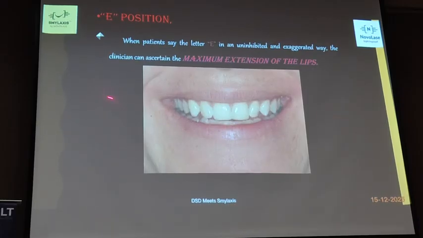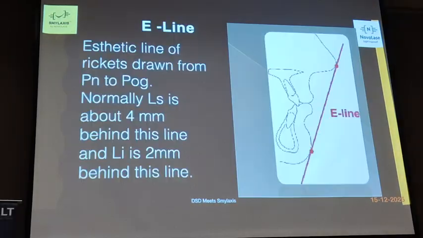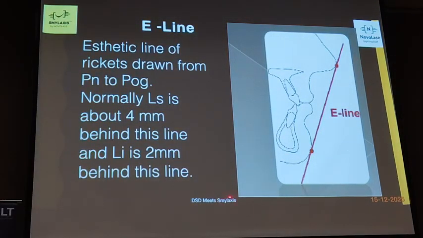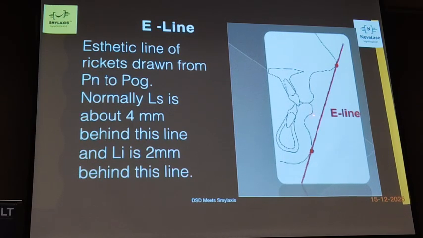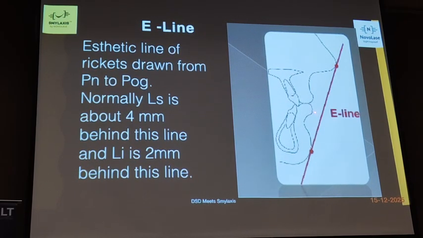It becomes easy for us to design the dentition. Got it? This is E position, and this is E line. E line is an aesthetic line, an imaginary line passing from the tip of the nose to the tip of the chin. If the lower lip is closer than this by 4 millimeters, we call it prognathic.